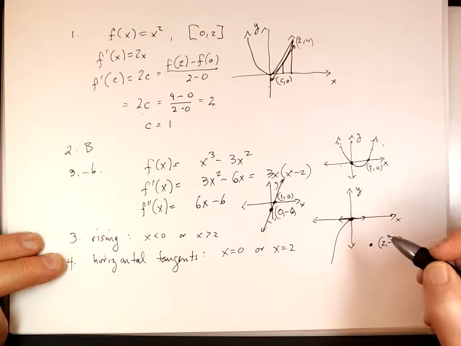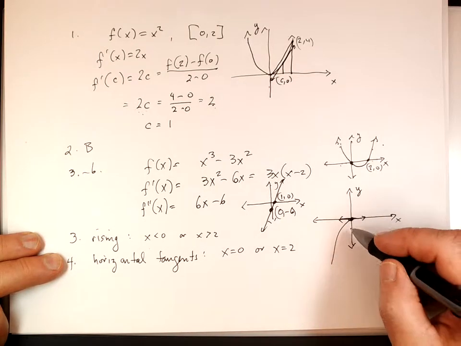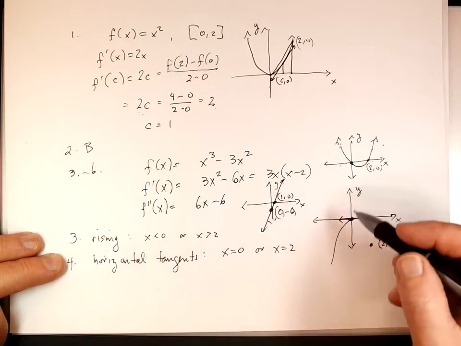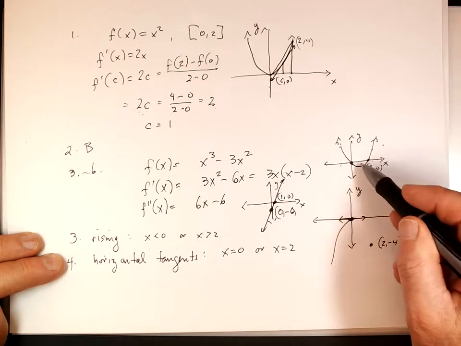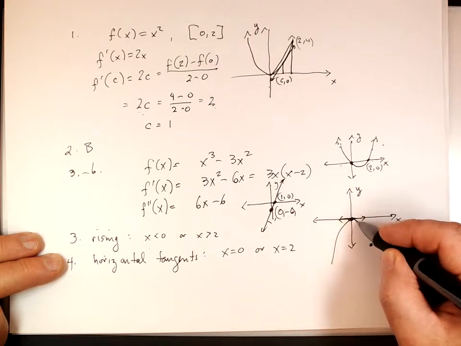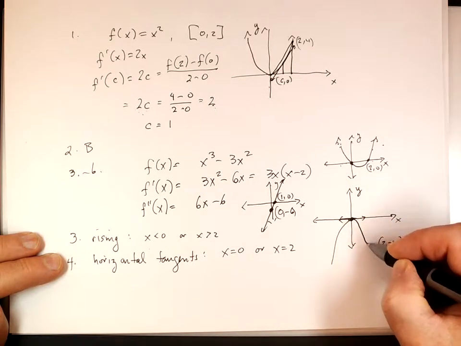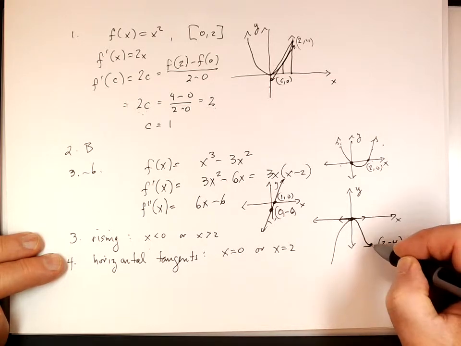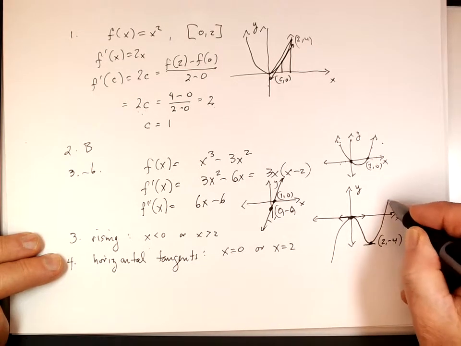A horizontal tangent at 0. It's falling, I didn't ask for that, but it is falling between 0 and 2. It's where the first derivative is negative. It's falling here. And then what? Horizontal tangent line. Okay? And then it's going to be rising again.